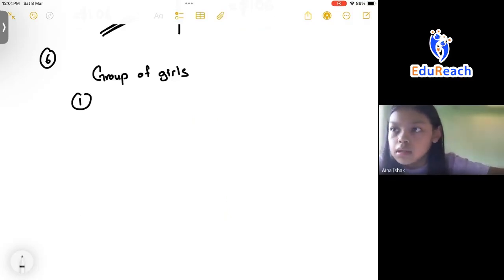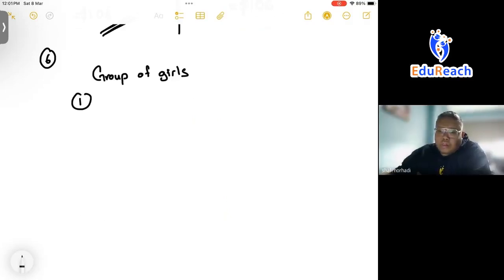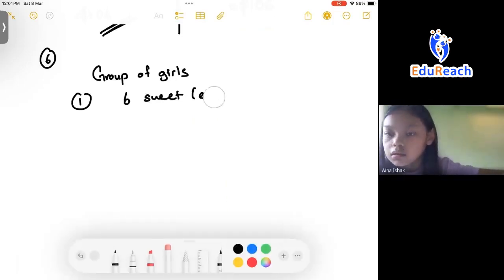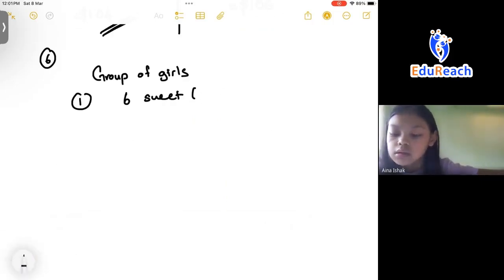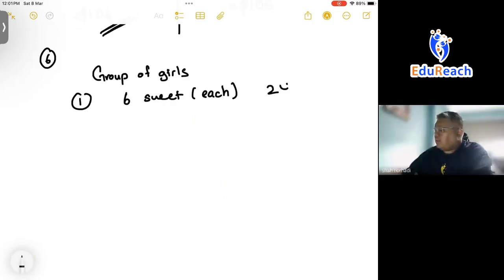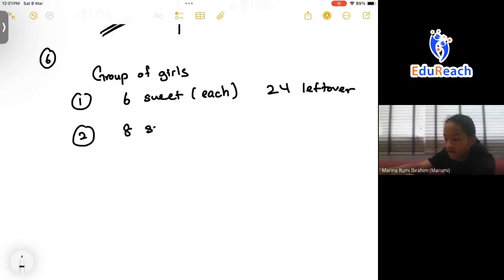No, you just tell me what the story happened. If each girl took 6 sweets each, when each girl took 6 sweets, there were 24 sweets left over. So this is leftover. Okay, so what is the second story, Maya? When each girl took 8 sweets, there are none left.